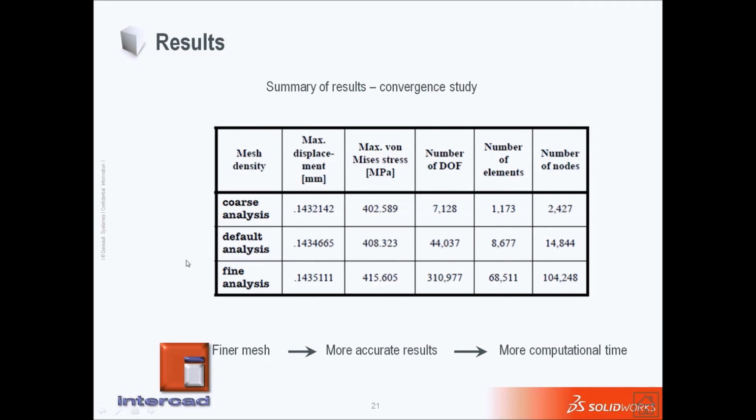In a coarse study where we used 1,173 elements, we found the maximum von Mises stress as 402.589 and maximum displacement as 0.14 something. For the defined analysis, that value is 408, and with the finer mesh it will come to 415.605. So which one is more accurate? Again, when the result of the displacement is getting stabilized, then that is the more accurate result.